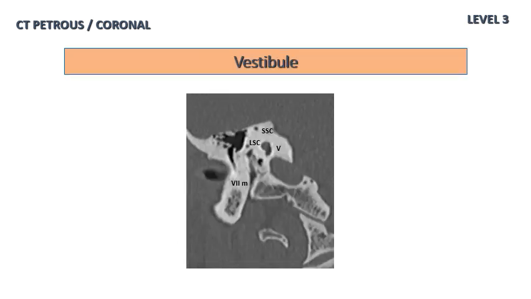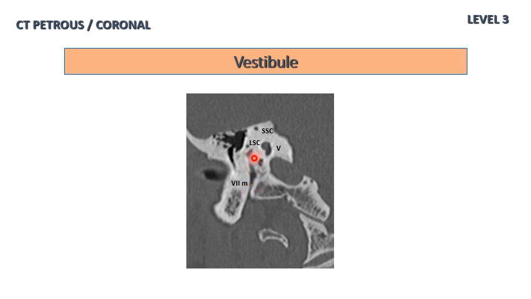Moving anteriorly, we will be at the third level, the level of the vestibule. This is the vestibule, and this is the superior semicircular canal and lateral semicircular canal. At this level, we expect to see the mastoid segment of the facial nerve coming from the stylomastoid foramen.